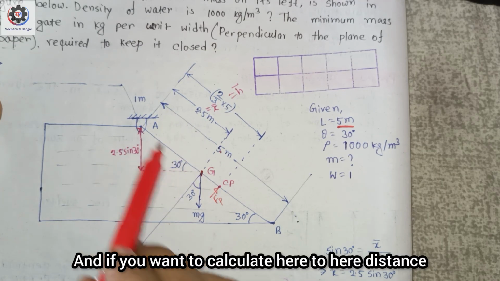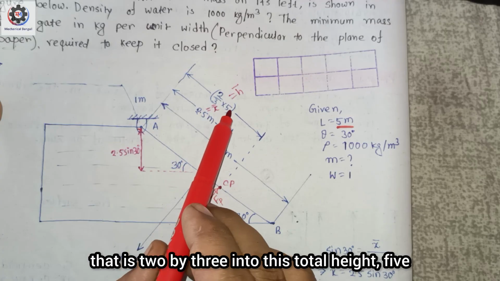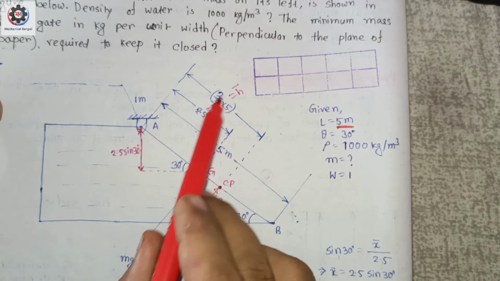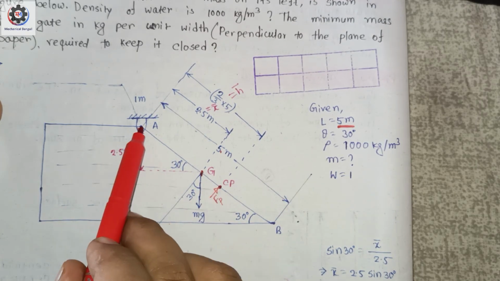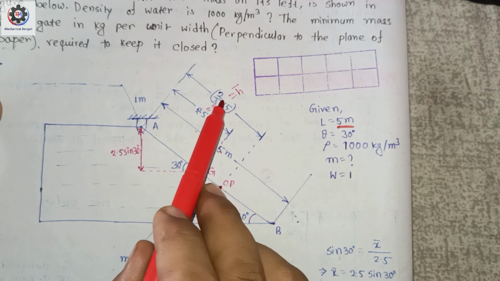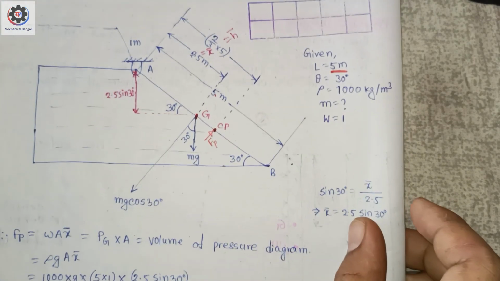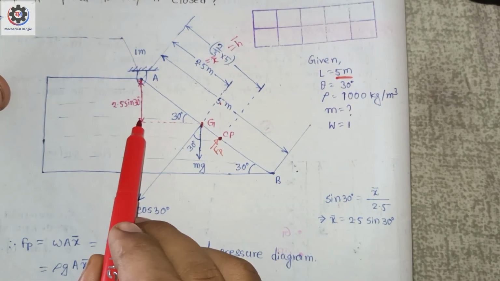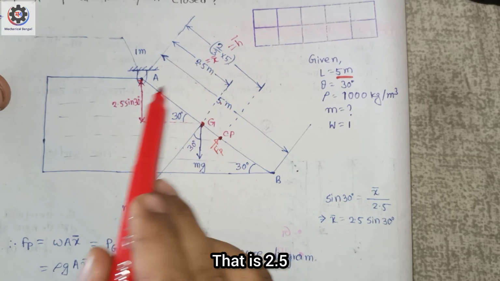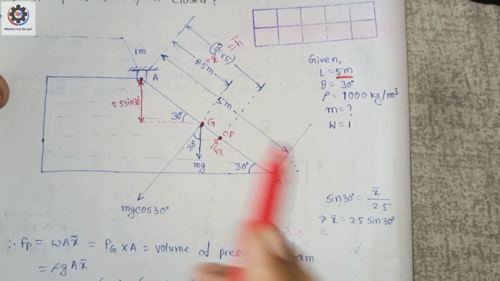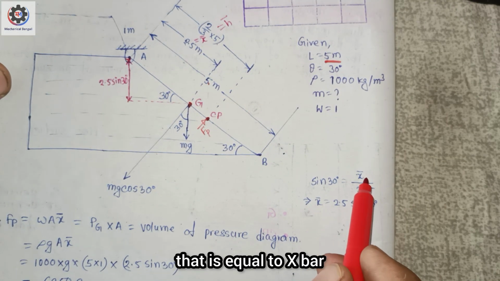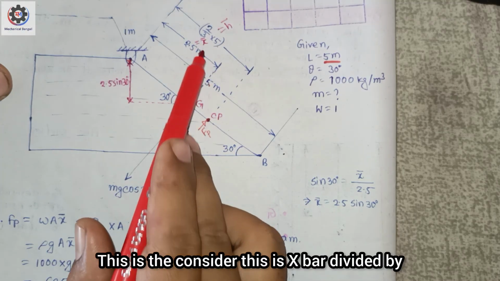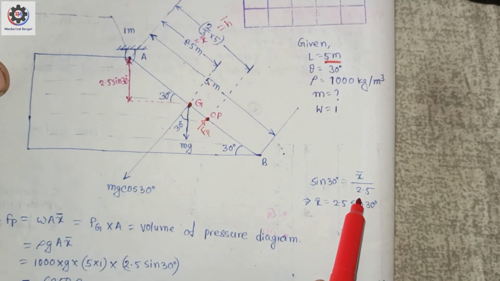And the distance from here to here is 2 by 3 into the total length, 5. So 2 by 3 into 5 is the length from A to CP. Now, to calculate this height from here to here, we know that it is 2.5. And we know that sin 30 degree is equal to x bar divided by 2.5, considering this as x bar.